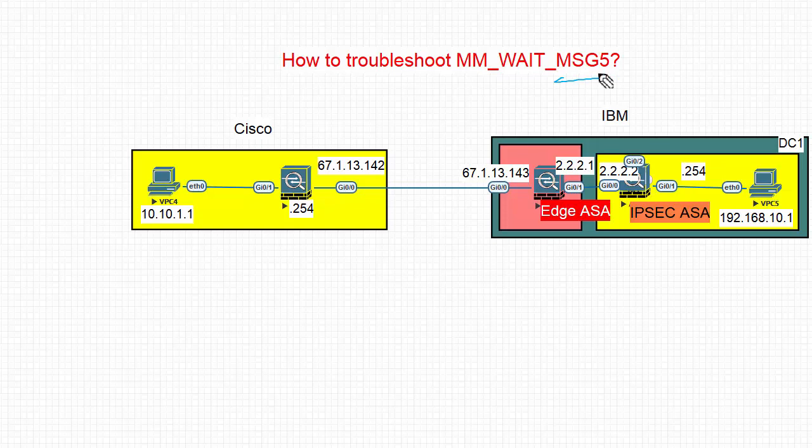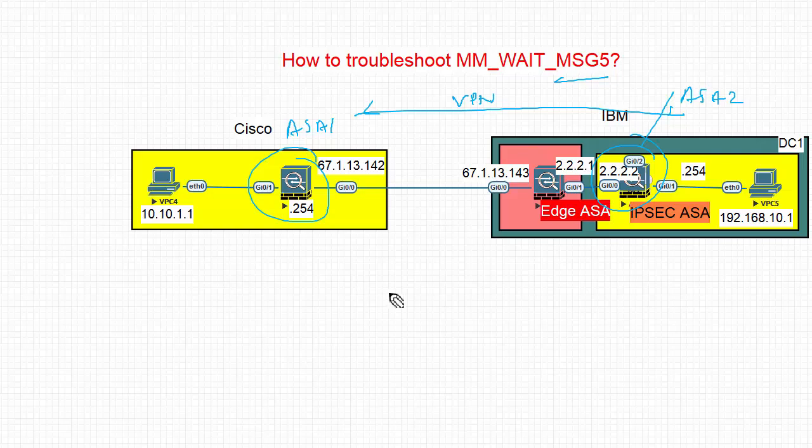So if on your ASA you see that your tunnel is staying at wait message 5, after you complete this video, you will have enough reasons to figure out what could be the problem. To demonstrate, we're going to use this topology where we have two sites. One I've named Cisco and the other site IBM, and they have a VPN between them. The VPN has been configured on these ASAs. This one is named ASA1, and this device here is named ASA2. There is a VPN between these two ASAs.